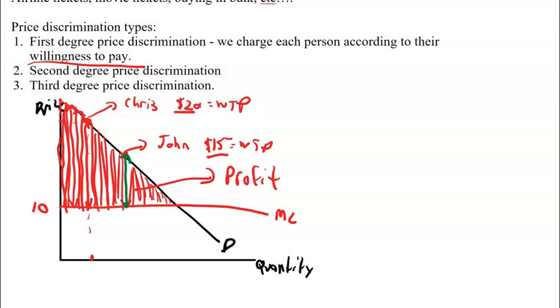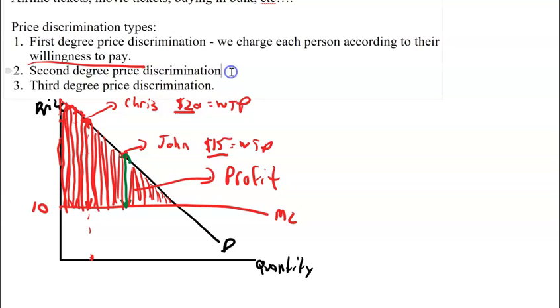So in first degree price discrimination, we are exactly able to pinpoint what each person is willing to pay. So we charge a higher price for people who are willing to pay more. We charge a lower price for people who are willing to pay less. And that's the profit level we earn. Now then, with that comes second degree price discrimination.